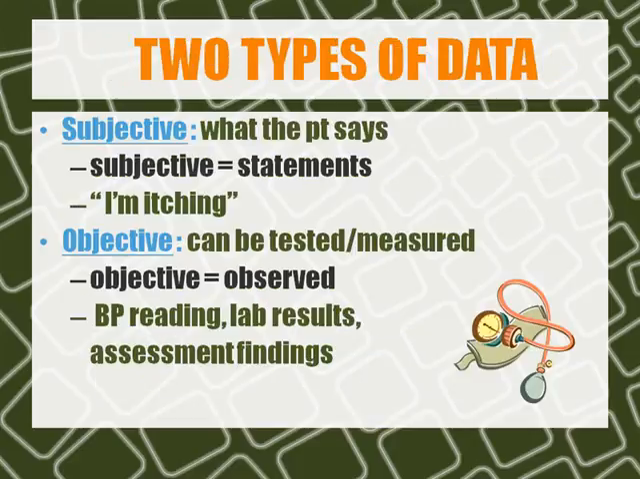There are 2 types of data that we'll be looking for, subjective and objective. Subjective is what is said. Subjective is statements such as, I'm itching. It's what the patient tells you. I have pain. It hurts here. Objective data is data that can be measured or tested. I always remember objective is observed, such as a blood pressure reading, lab results, assessment findings. That's all objective data. So if it's said, it's subjective. If it's not, it falls under the objective category.